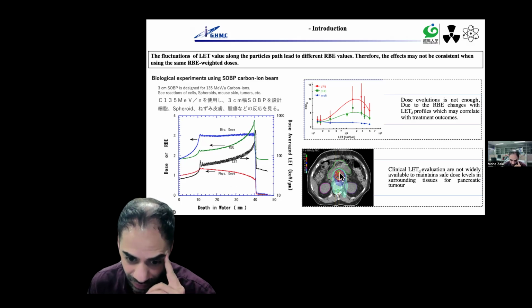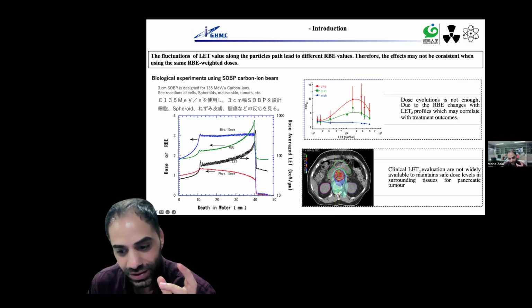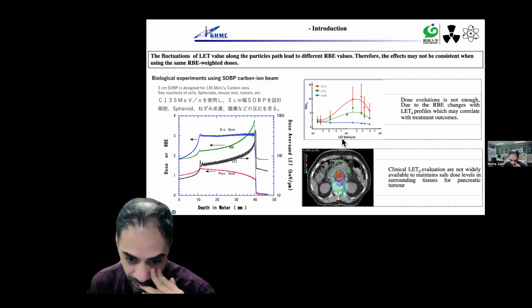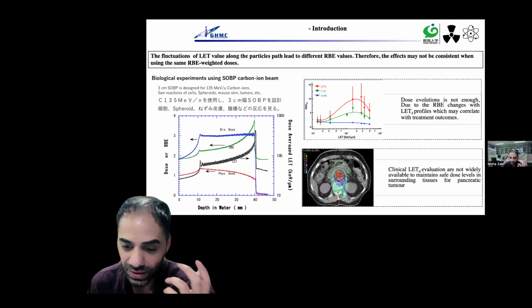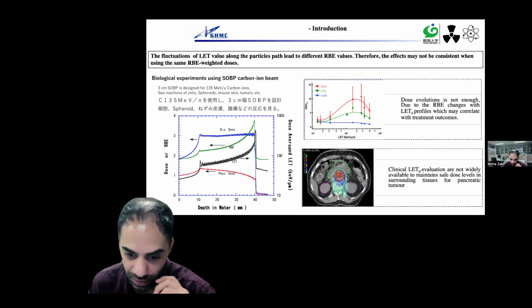However, nowadays, clinically, dose average LET evaluation is still not widely used in routine treatment planning. For pancreatic cancer, this is especially important because we need to maintain safe dose level in surrounding organs while still achieving strong biological effect inside the tumor.